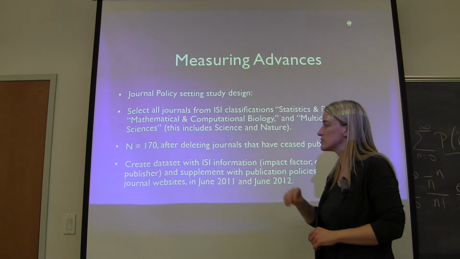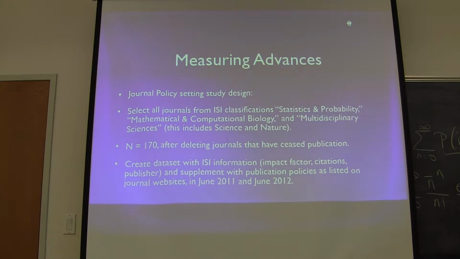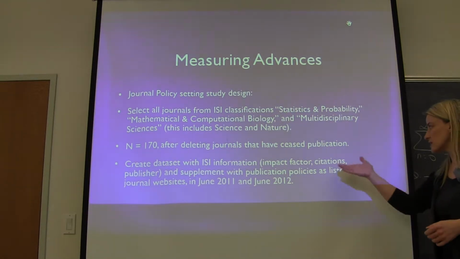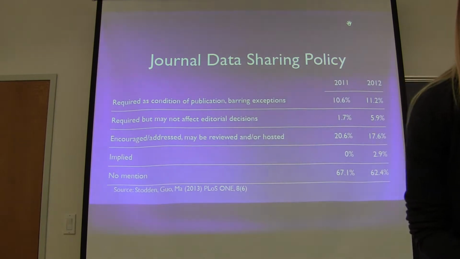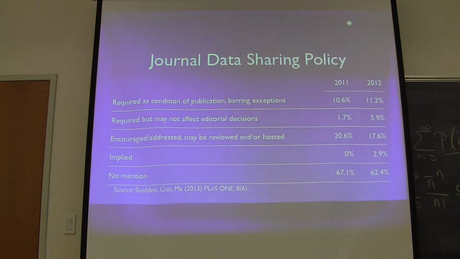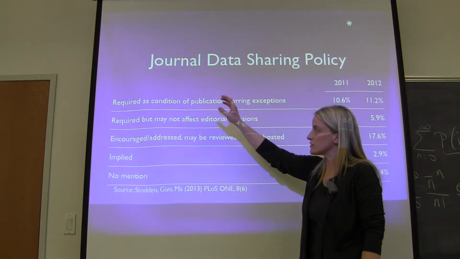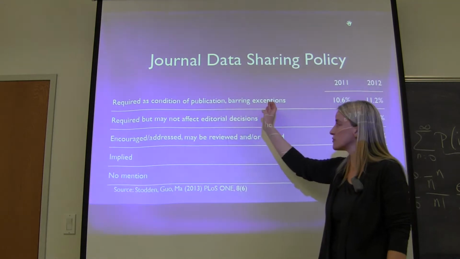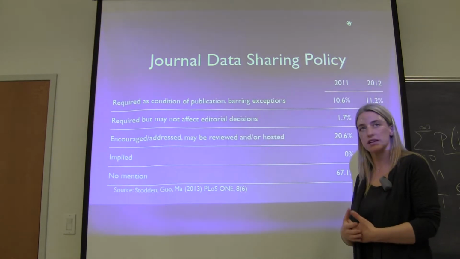I ended up with 170 journals, and then we created this data set that had all sorts of descriptive information about journals and so on, like impact factor and citations. And then we went and looked at what their policies were in June of 2011 and June of 2012. So I'll show you a couple of snippets from that work. There's an entire paper that goes with it that has more information. But the very quick answer is that journal policies could roughly be classified as required as a condition of publication. Exceptions would be things like privacy issues or other issues where it's actually illegal to share the data.